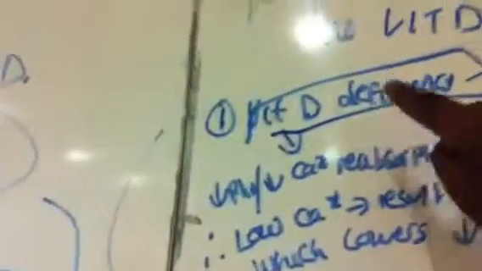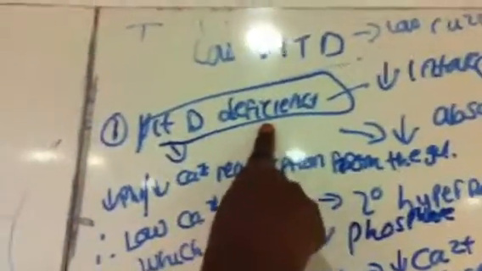The way you can cause that is two ways. Either a deficiency in vitamin D, so you don't have any vitamin D, or you have the vitamin D, but you don't metabolize it into the active form. And the active form is called 1,25-(OH)2D3. So let's start with vitamin D deficiency.